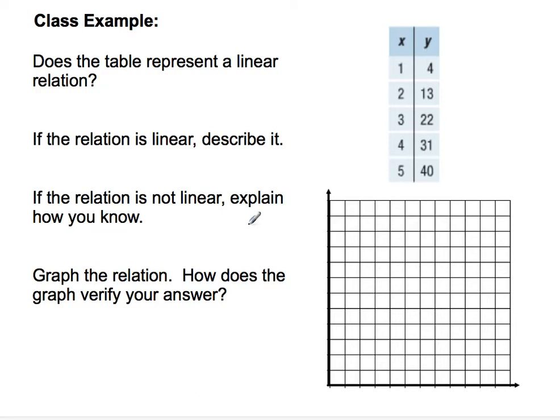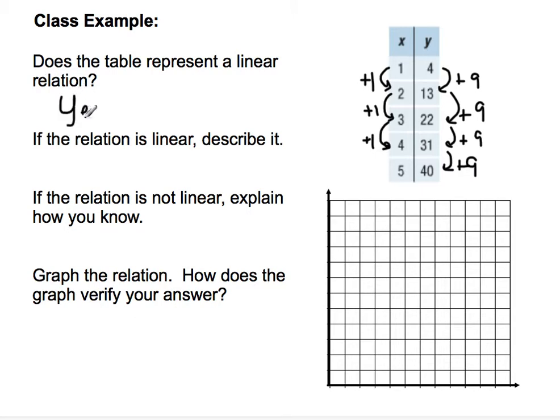And the first question is, does the table represent a linear relation? Well, let's look at the rate of change. Here we're adding 1, here we're adding 1, here we're adding 1. You're always adding 1 to your x's. Here we're adding 9, here we're adding 9, here we're adding 9, and here we're adding 9. So we're always adding 9 with the y's. Since we have a constant rate of change in both of the variables, the answer is yes.